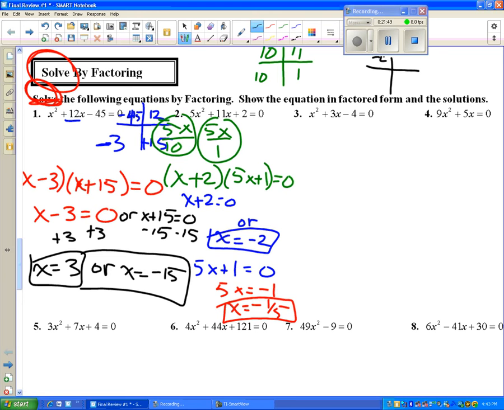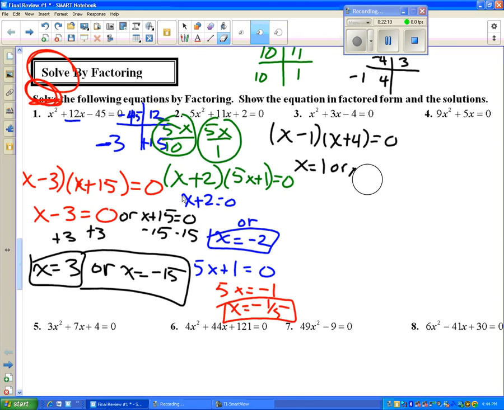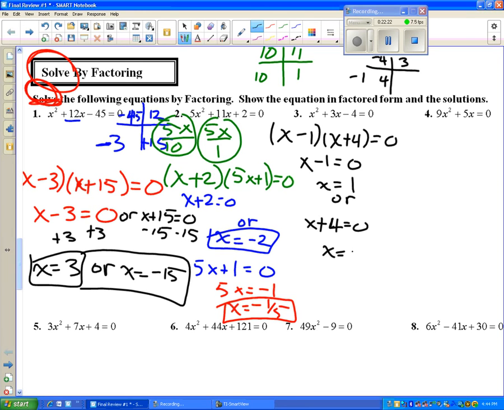What multiplies to be negative 4 and adds to be positive 3? I get negative 1 and positive 4. So then my factors are x minus 1 and x plus 4. So that means x is going to equal 1, or x is going to, well, I went too fast. Let's slow that down. So that means x minus 1 is equal to 0, so x equals 1, or x plus 4 is equal to 0. Subtract 4 from both sides. x is equal to negative 4. Those are the two answers. All right, number 4.